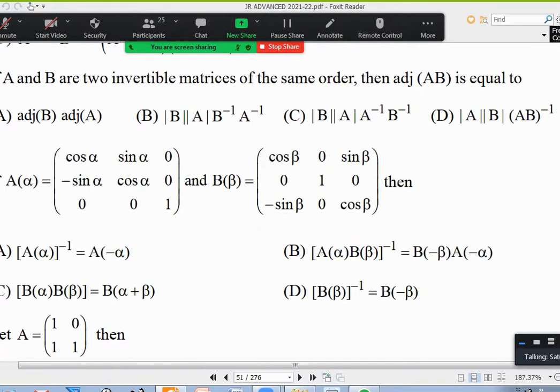Any doubt about the second question? No, sir. Directly the formula is there, right? Adjoint A is equal to, in terms of inverse, what is the formula? Adjoint of AB, sir: adjoint B into adjoint A. No, only adjoint A in terms of inverse. Det A into A inverse. Yes, correct. Det A into A inverse. That's good.